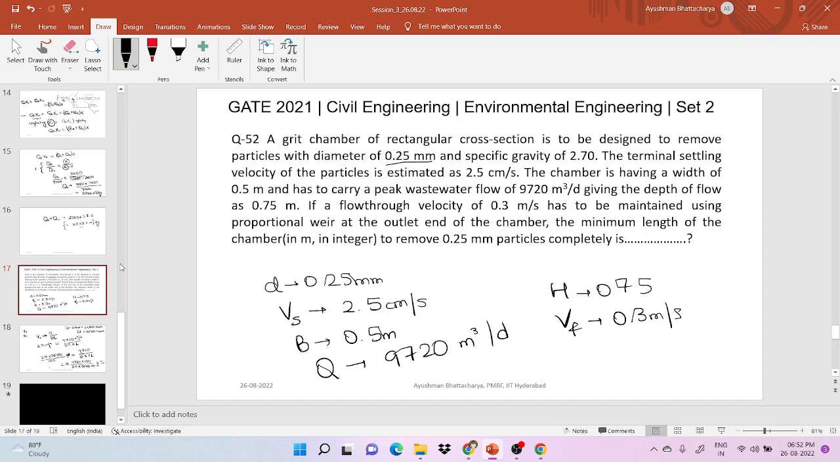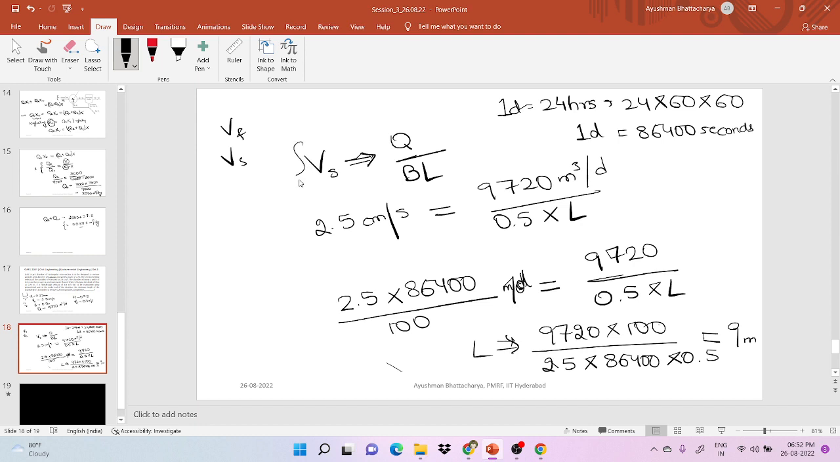In the last question, I talked about the grit chamber of rectangular section. They are asking for the minimum length. In the previous class, I explained what length, breadth, settling velocity, overflow velocity and flow velocity are. We have seen the expression Vs equals Q upon the area. Settling velocity, flow rate and breadth are given, and we have to calculate L. Simply applying all the data in the formula, we got the value of L, which is 9 meter.